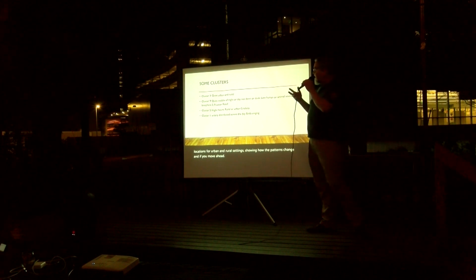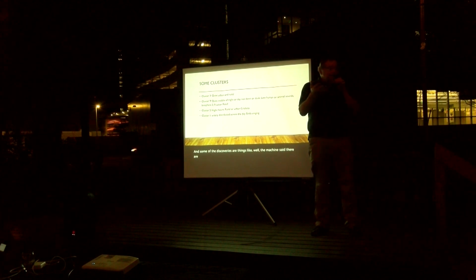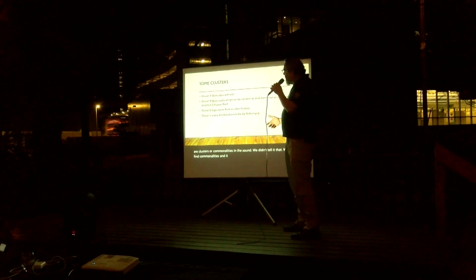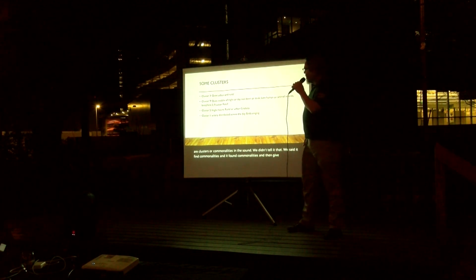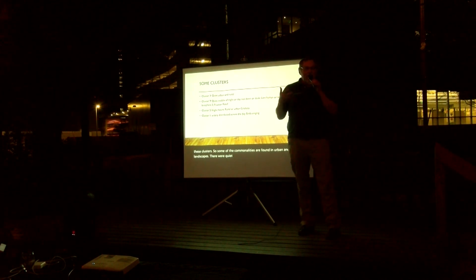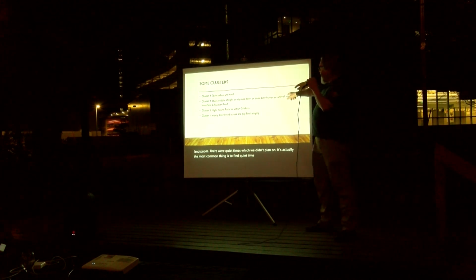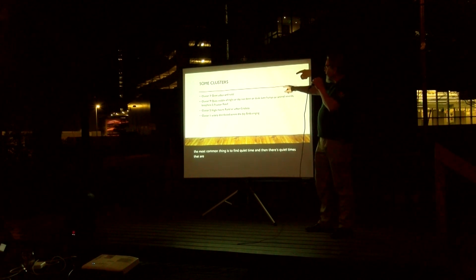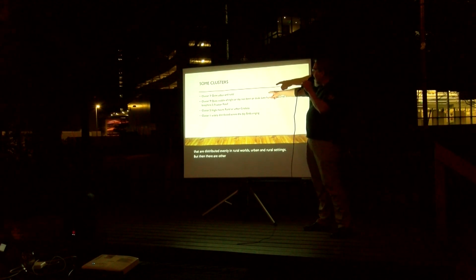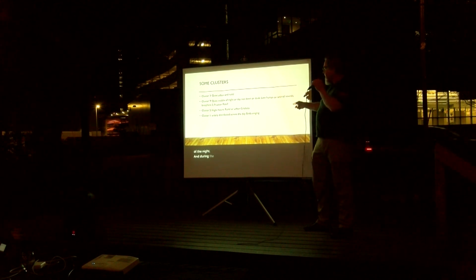some of the discoveries are things like, well, the machine said there are clusters or commonalities in the sound. We didn't tell it that. We said find commonalities, and it found commonalities, and then gave numbers to these clusters. Some of the commonalities it found in urban and rural landscapes were quiet times, which we didn't plan on. It's actually the most common thing, to find quiet time. And then there are quiet times that are distributed evenly in urban and rural settings. But then there are other patterns that happen. There's quiet in the middle of the night and during the day, but not at dawn and dusk.